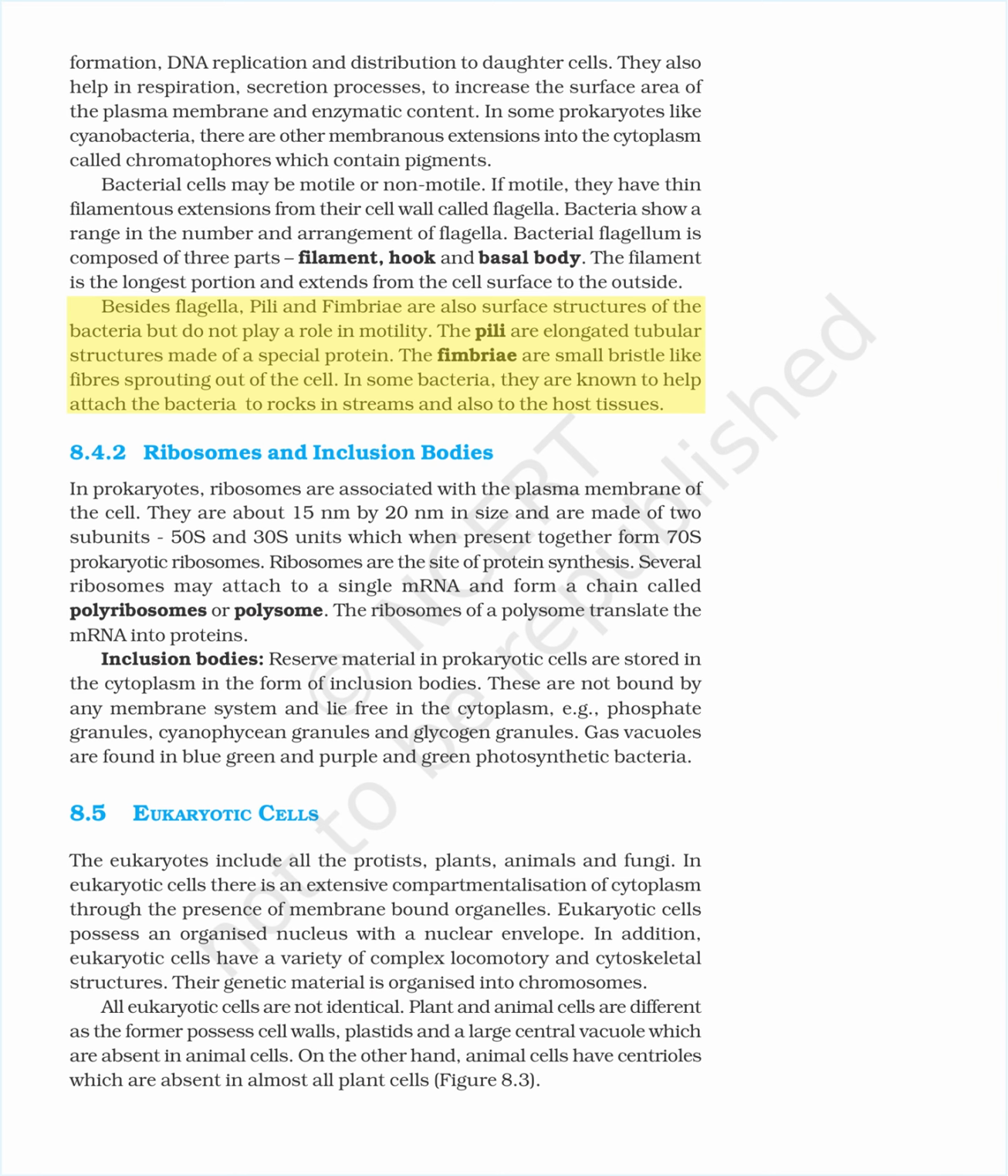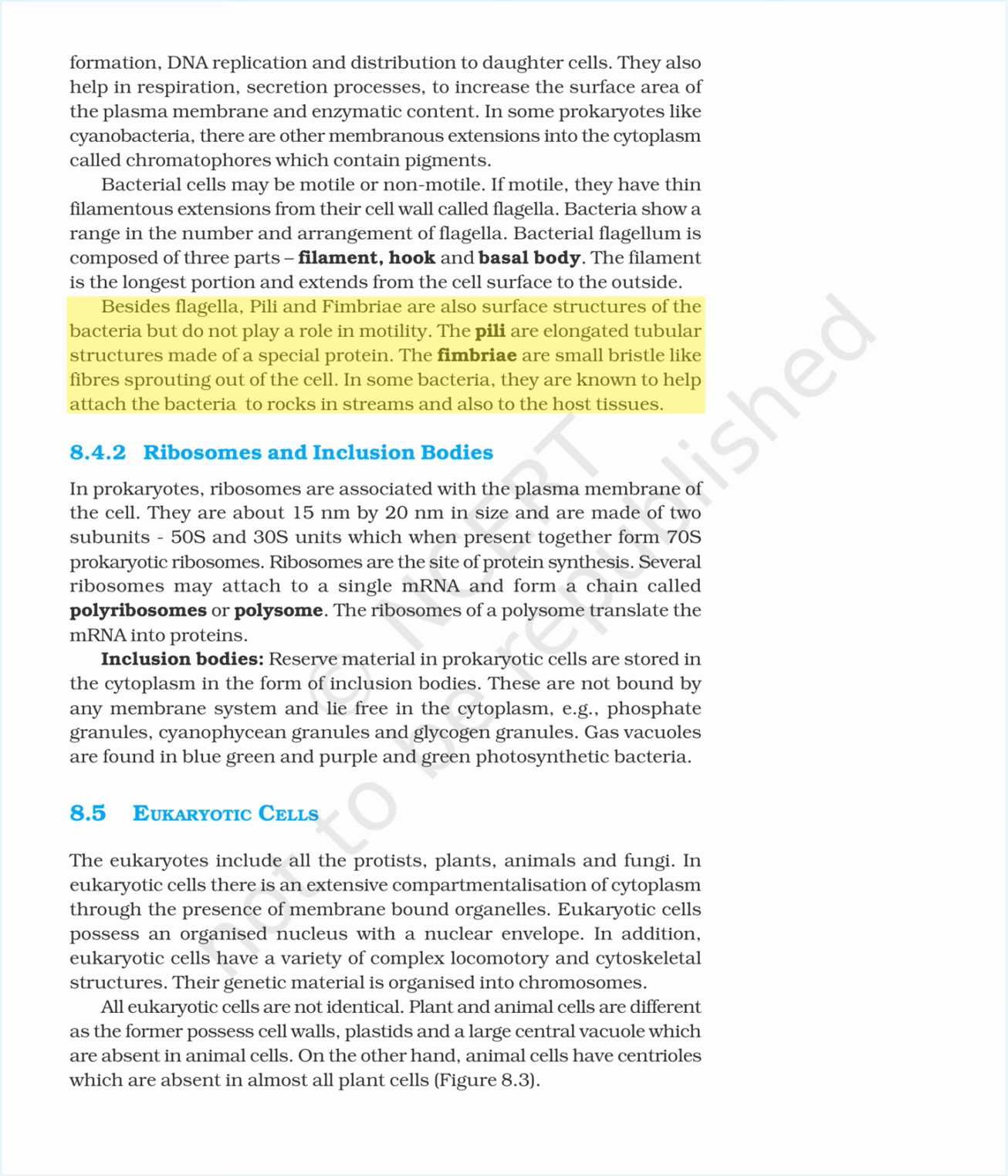8.4.2 Ribosomes and inclusion bodies in prokaryotes. Ribosomes are associated with the plasma membrane of the cell. They are about 15 nanometers by 20 nanometers in size and are made of two subunits, 50S and 30S units, which when present together form 70S prokaryotic ribosomes. Ribosomes are the site of protein synthesis.